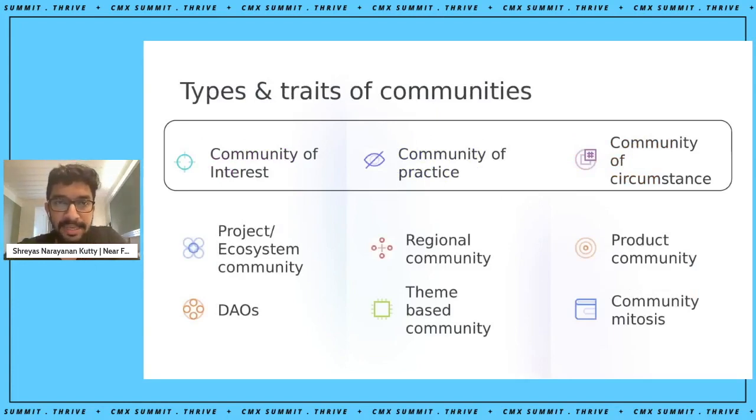So this is, for our friends in the community industry, I feel like this is a fairly familiar slide that's a little bit away from all of the jargon that I've talked about so far. On the top side, you will see the broadest classifications of communities, right? Of course, there are multiple elements to this, but broadly, you could classify a community as a community of interest or a community of practice or a community of circumstance, right?